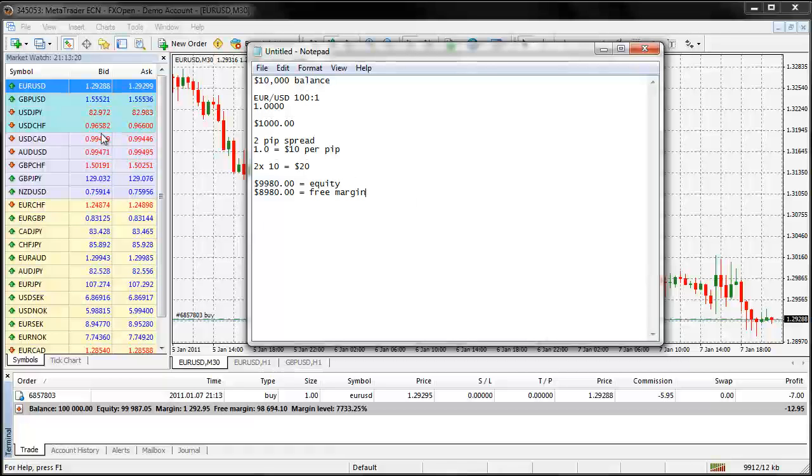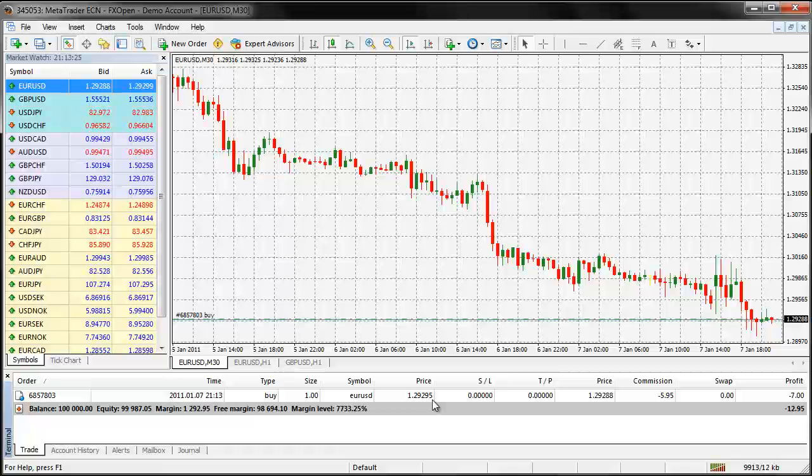We can see that there's a pip spread. Let's take a look down the bottom. 129.295, which was the price that I got it at, and we can see now that we're sitting at -7. The commission was $5.95 on ECN accounts. You get commission taken off as well. Some brokers don't.